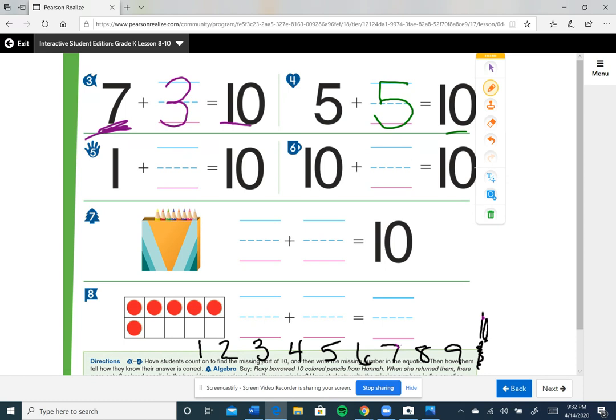All right, we're on number 5. Let's count the jumps from 1 all the way to 10. Ready? Set. Go. 1, 2, 3, 4, 5, 6, 7, 8, 9. 1 plus 9 equals 10. Awesome. Whoops. I forgot, I gotta erase them manually.